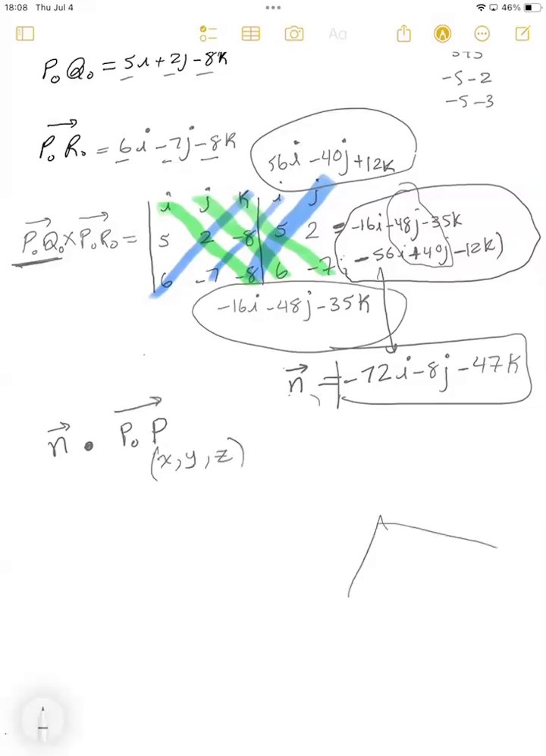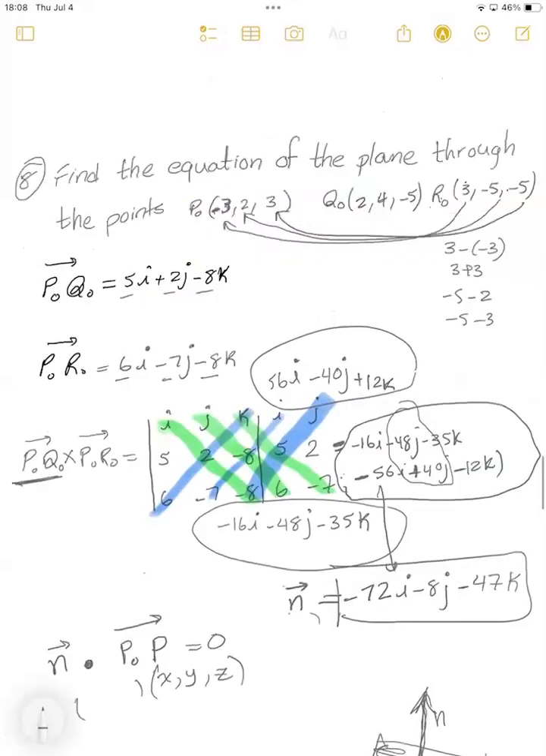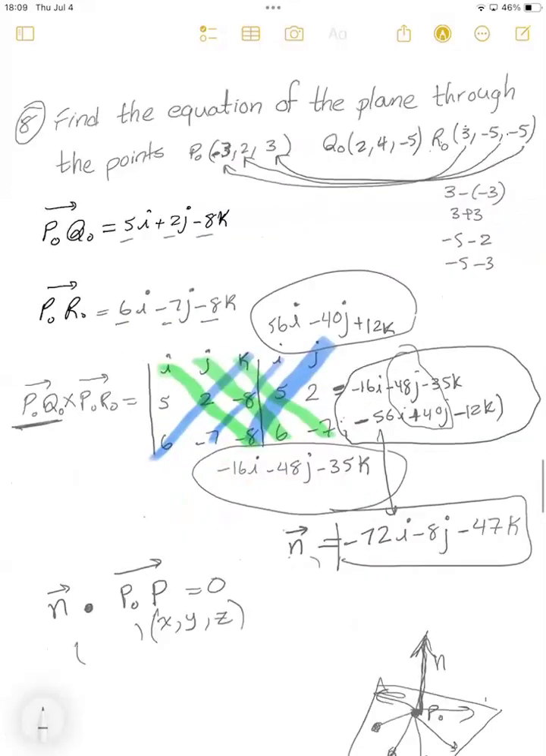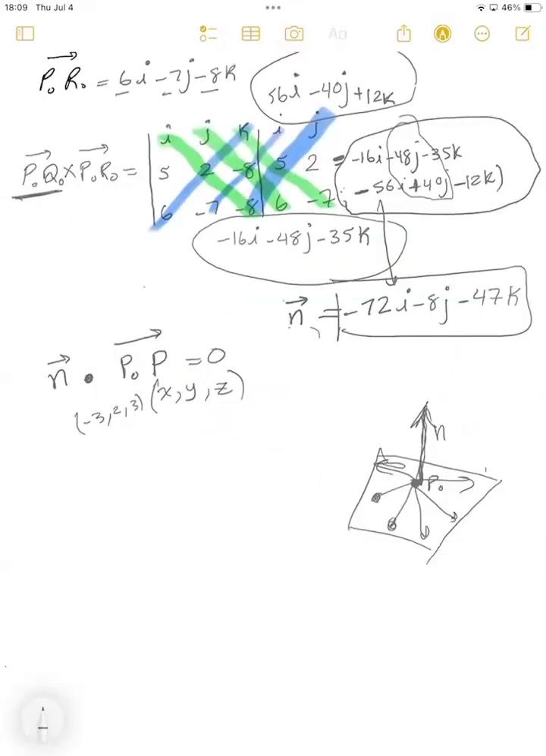So if this is my plane, and this is vector n, and this is P naught here. Then I take this P naught with this point x, y, z, and this, and this. So as a result, if I take the dot product of n with all these vectors on this plane, the dot product should equal 0, because this n is perpendicular to all of them. So how do I create this vector? P naught is given to us as negative 3, 2, and 3. So let's create these vectors.